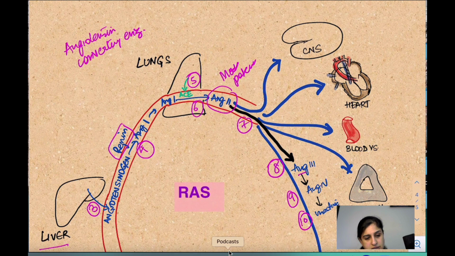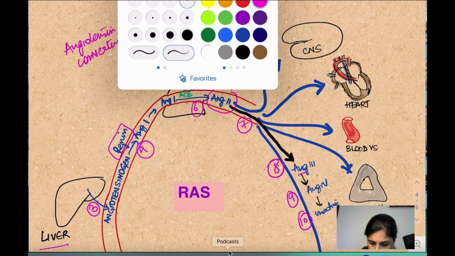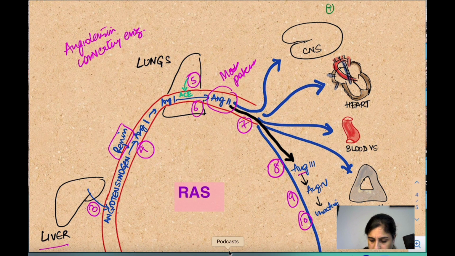So when it affects the central nervous system, what it does is that it is going to stimulate the sympathetic nervous system. It's also going to stimulate the antidiuretic hormone. Okay? So ADH and all this is going to be increased. So that is the main role in the central nervous system.